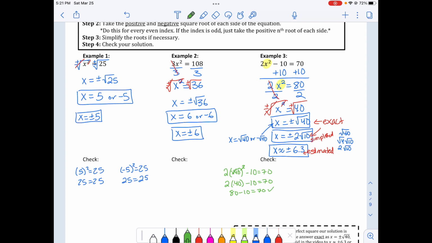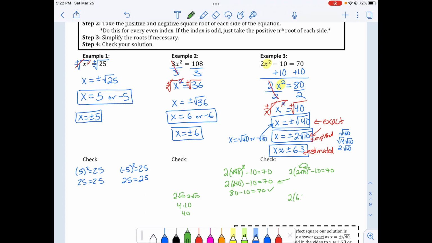Even if I had put a negative in here, that would end up being positive after I squared it, so it wouldn't change any of my calculations there. Similarly, if I put in a 2 root 10, I'd have 2 times 2 root 10 squared minus 10 equals 70. Well, we need to square the whole inside, so I'd be squaring the 2 and the root 10, because I'd have 2 root 10 times 2 root 10. So 2 times 2 is 4, and root 10 times root 10 is 10, which would end up giving me a 40. So after this step, I would just be right back here.